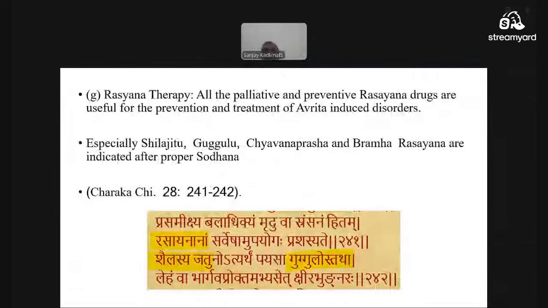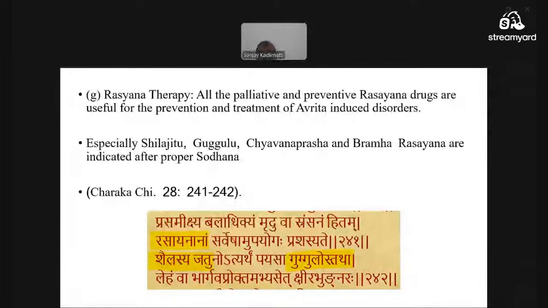Rasayana prayoga. So rasayana therapy in avarana, Charaka says at the end, prasamiksha baladikhyam mriduva sramsanam hitam. So this shodhana is done and mrudu samsana can be done.